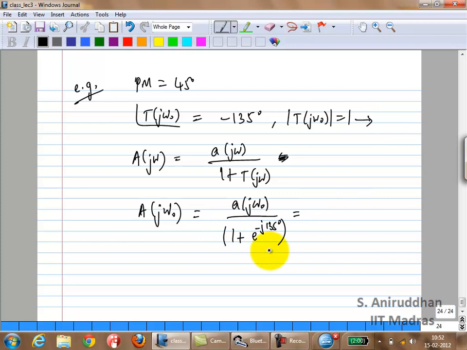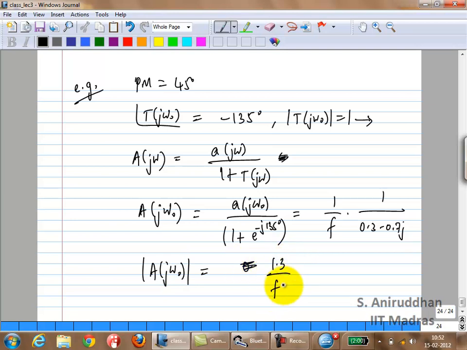And now you can express this as a complex number. So this will be approximately 1 over f times 1 over the complex term. So the magnitude, if you plot the magnitude at omega naught, it is going to be 1.3 over f. What is it at low frequencies? What is mod of A of j omega at very low frequencies? It's just 1 over f. Right? In a feedback system, it's just 1 over f. Correct? Right?